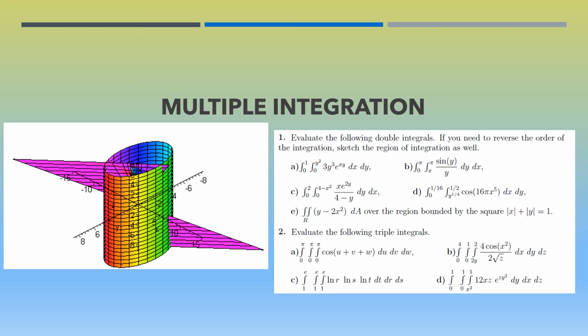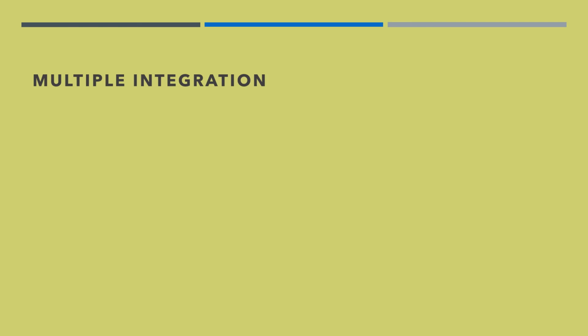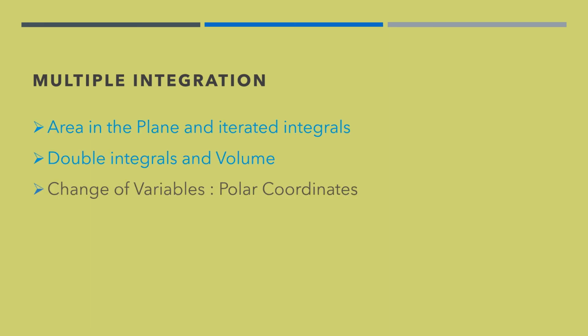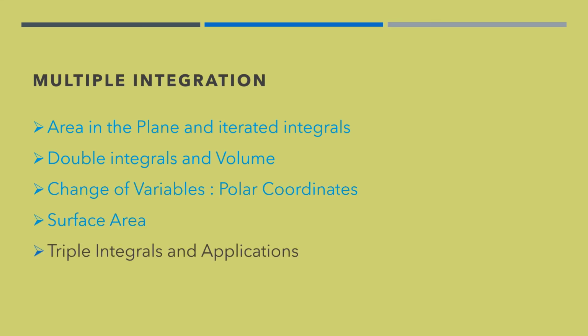So we have the multiple integrals, double integral, triple integral, and all that, and we can convert these from one coordinate system to a cylindrical system or a spherical system, and we get the area in the plane, double integrals and volumes, the change of variables using polar coordinates, surface area, the triple integral and its applications, and we'll also find the change of variables using Jacobians.